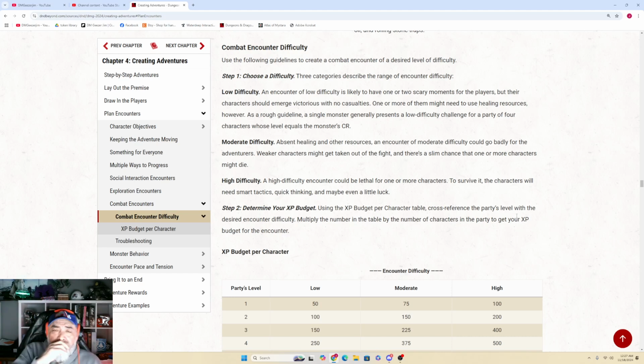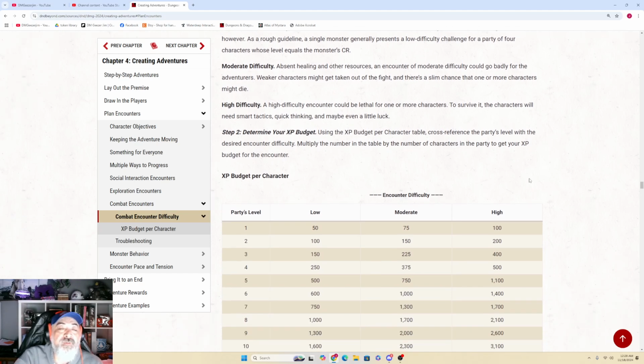Moderate difficulty. Absent healing and other resources, an encounter of moderate difficulty could go badly for the adventurers. Weaker characters might get taken out of the fight, and there's a slim chance that 1 or more characters might die. High difficulty. A high difficulty encounter could be lethal for 1 or more characters. To survive it, the characters will need smart tactics, quick thinking, and maybe even a little luck.